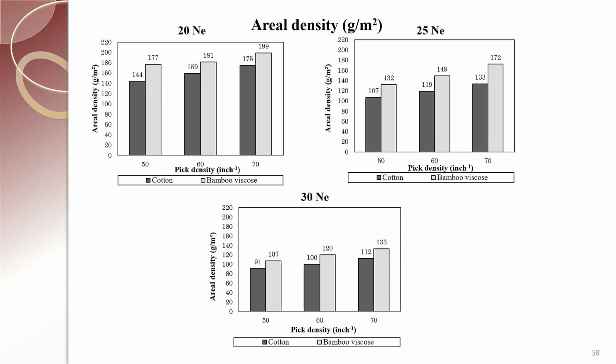And also interestingly, what we have observed is the areal density. Initially we have kept the yarn count, pick density and end density same, but what we have observed, the areal density has changed. The bamboo viscose results in higher areal density as compared to the cotton for all the fabrics.